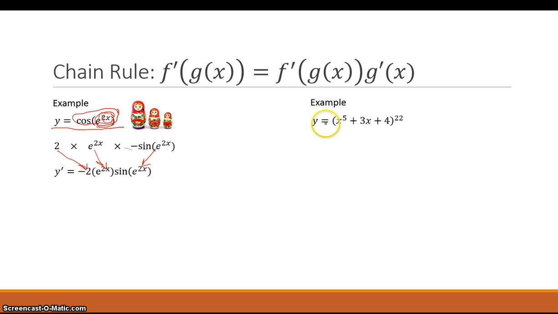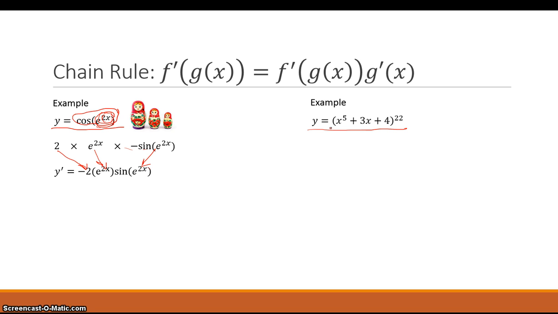Now in this term, very similar to one of the examples we gave on the previous slide. So we have x to the 5th plus 3x plus 4 all raised to the 22nd power. I like these big numbers because they're not easy to just FOIL them out. So the chain rule is probably one of the best ways of doing the derivative on these.